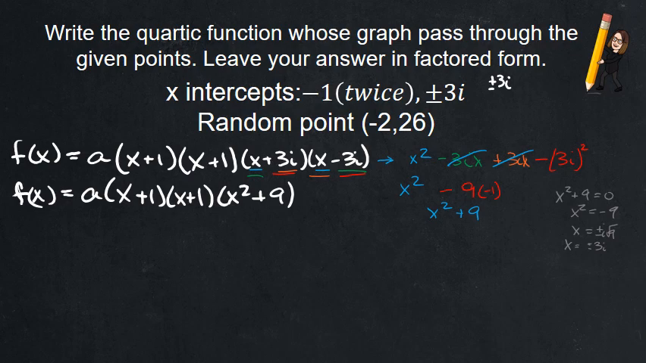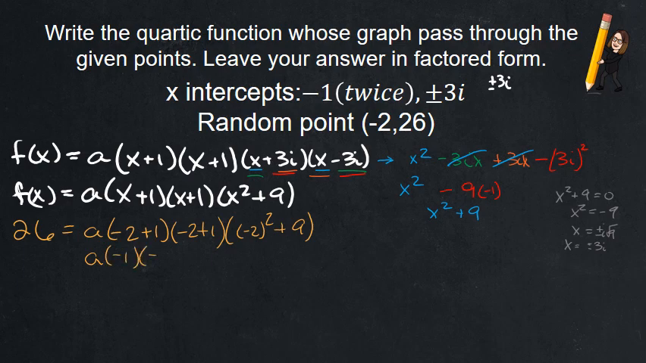Okay, let's deal with our random point. So my y value is going to be 26. My x value is going to be negative 2. All right, I've got here a negative 1 and negative 1. A 4, positive 4 plus 9, be careful there. All of that becomes a 13a. Ooh, look how convenient this worked out. We now have an a value of 2.